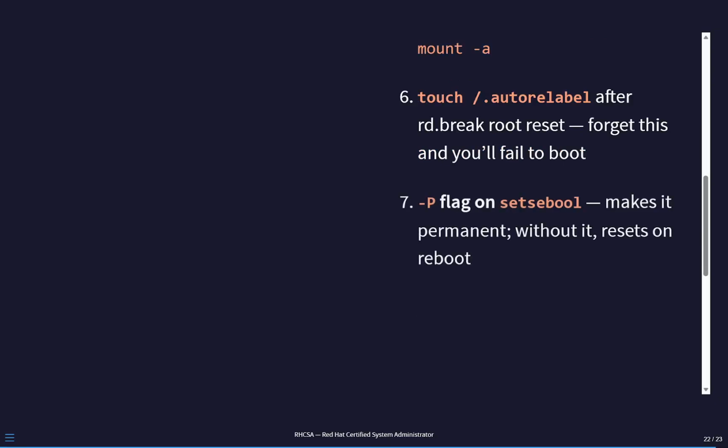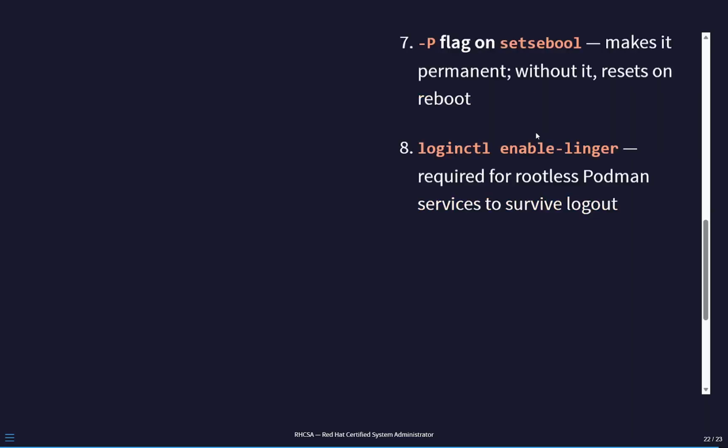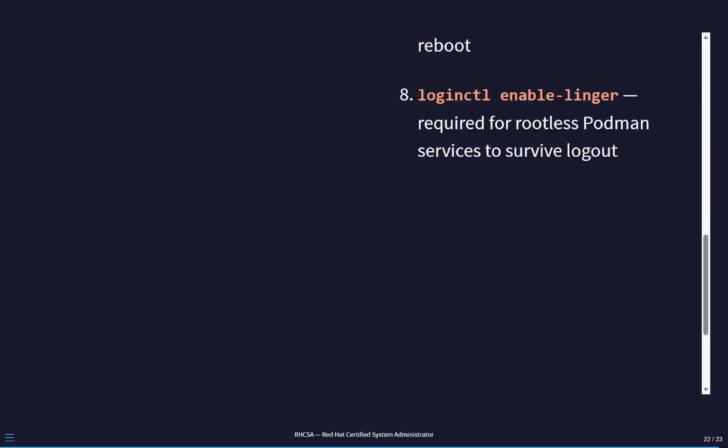Click 7. The -P flag on setsebool makes it persistent. Without it, the boolean resets on reboot, and your task fails after the exam system is rebooted to verify. Click 8. loginctl enable-linger for any rootless Podman service task. Miss this, and the container disappears after logout.